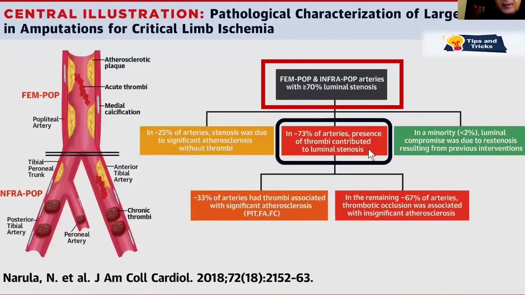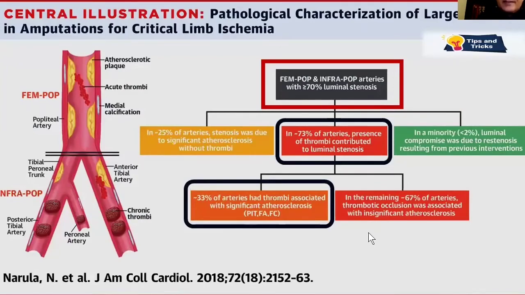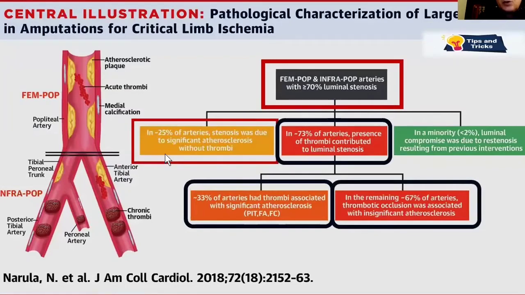73% of the arteries, presence of thrombi contributed to the luminal stenosis. About 33% of the arteries had thrombi associated with significant atherosclerosis. In the remaining 67% of arteries, thrombotic occlusion was associated with insignificant atherosclerosis. In the minority here, about 25% of the arteries show stenosis was due to significant atherosclerosis without thrombi. In the minority here, about less than 2% luminal compromise was due to revascularization resulting from the previous operation. So in the 73% of the arteries presence of thrombi contributed to luminal stenosis, and this is evidence-based medicine to prove that the limb ischemia in diabetics is due to thrombosis.